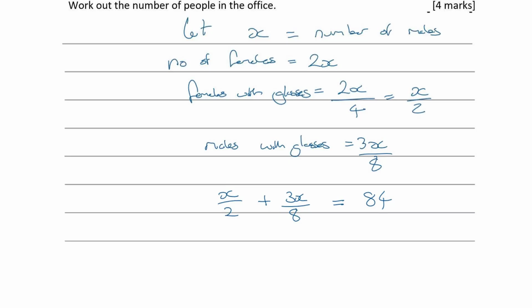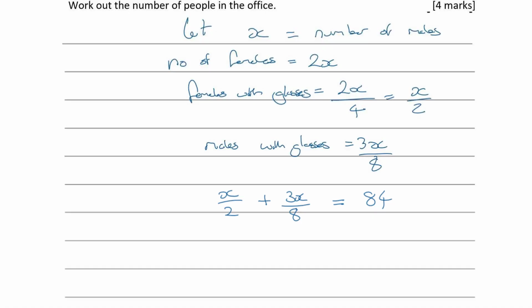Well, let's do it anyway. So multiplying everything through by 8. So times 8, times 8, times 8. What's that going to give me? So 8x over 2 is 4x. So 4x, the 8s cancel there, leaving me 3x is equal to 84 times 8.